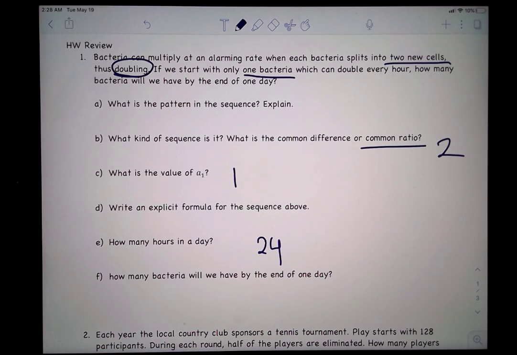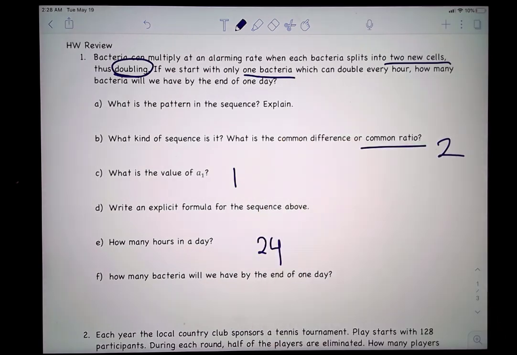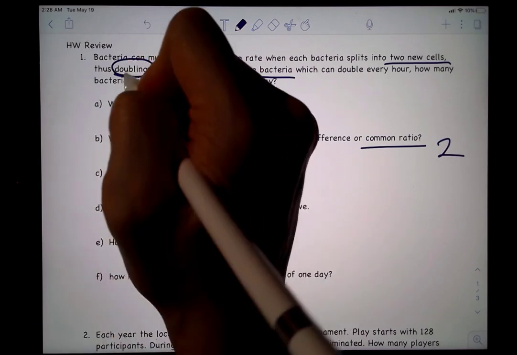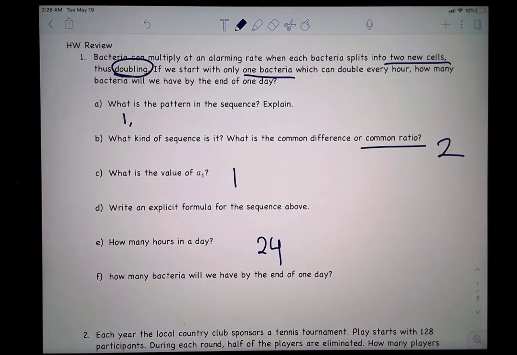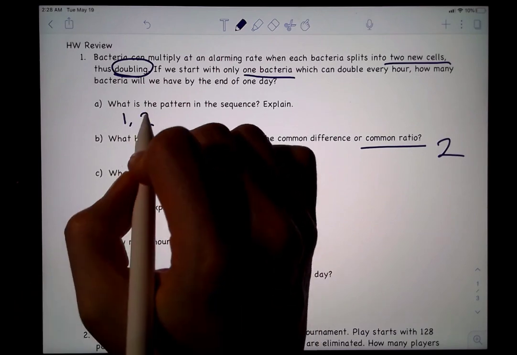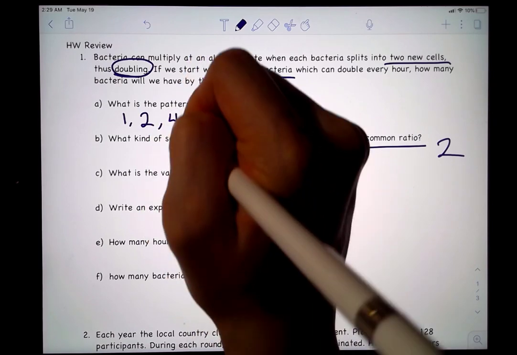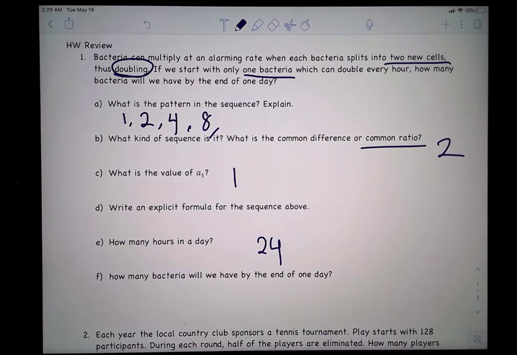And A is, what is the pattern in the sequence? If you cannot get this information right away, then you can list them out. You started from 1, and after 1 hour it splits to 2 cells. So 2, and then each of these 2 gets 2 and 2, so it will be 4, and then 8. After you list out the numbers, you will see the pattern more clearly. All right?